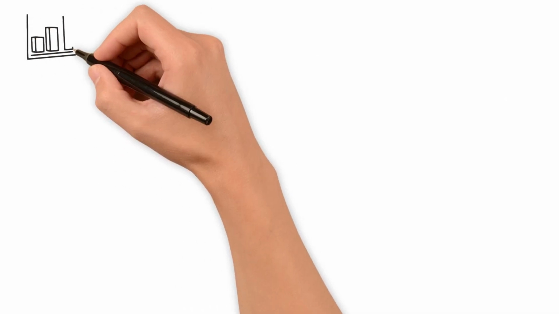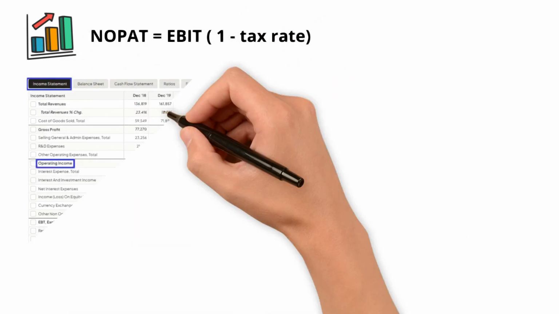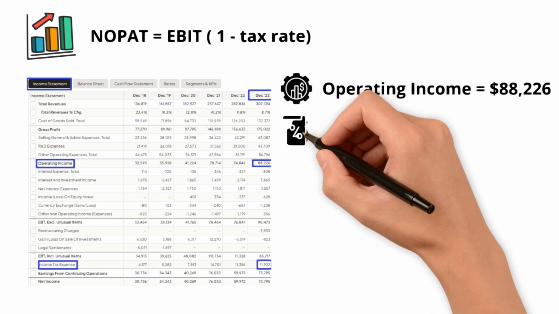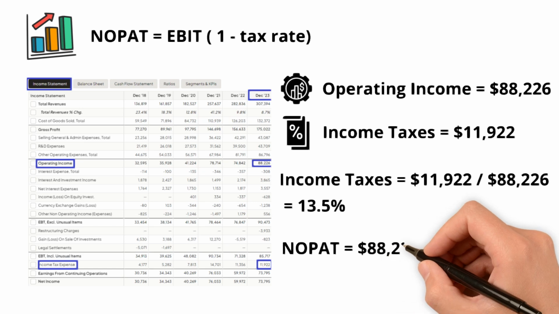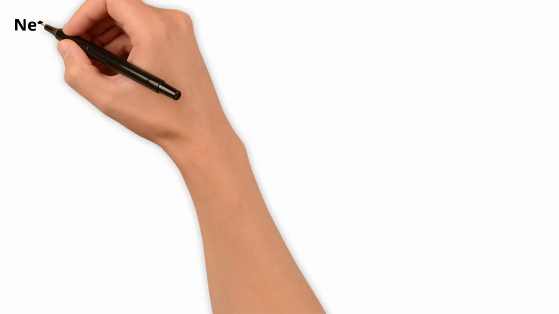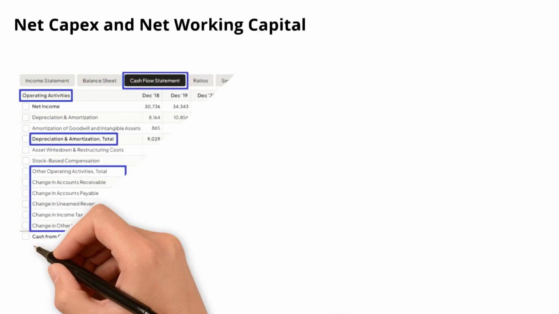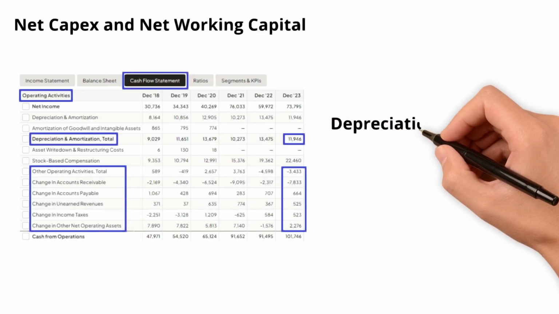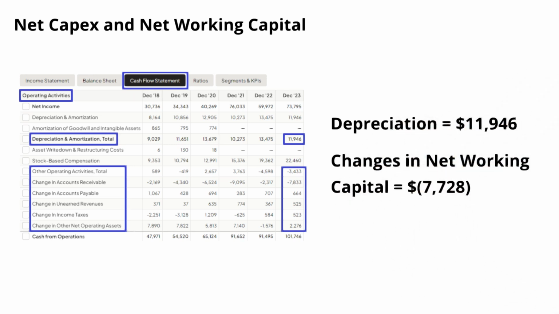NOPAT up first. NOPAT equals EBIT times 1 minus the tax rate, which we can find on the income statement or here on FinChat. Next, to calculate NOPAT, we find the operating income and taxes to get the tax rate and fill in the numbers like so. Now we can determine the rest of the formula as such, pulling from the cash flow statement. From the operating section of the cash flow statement, we have depreciation, changes in net working capital.